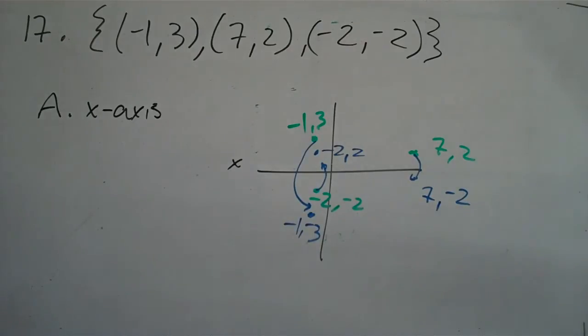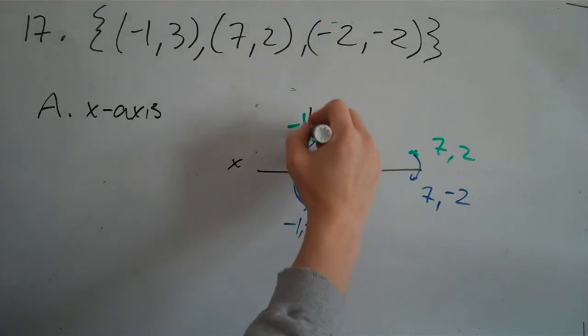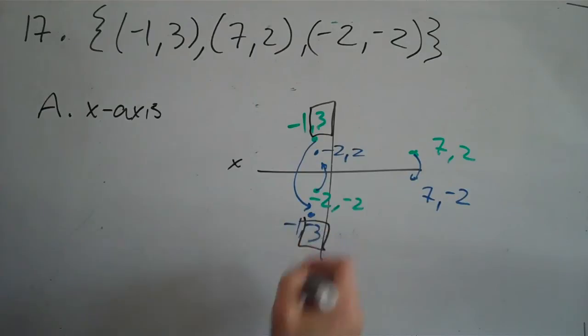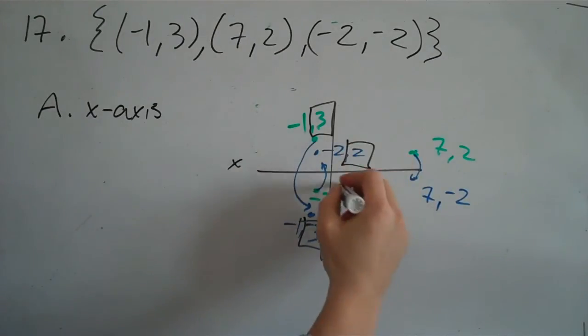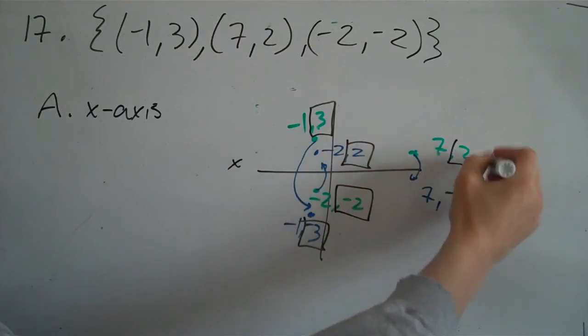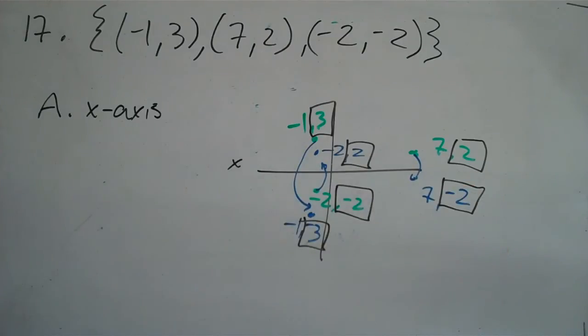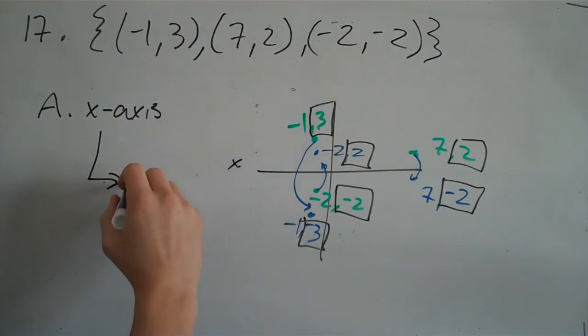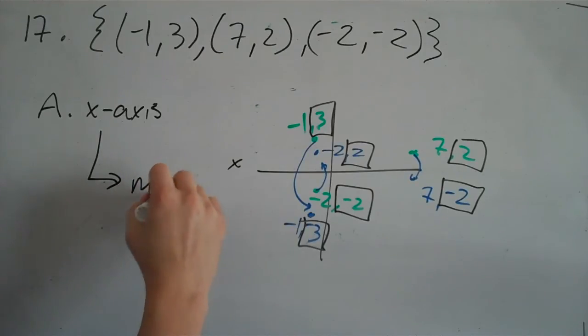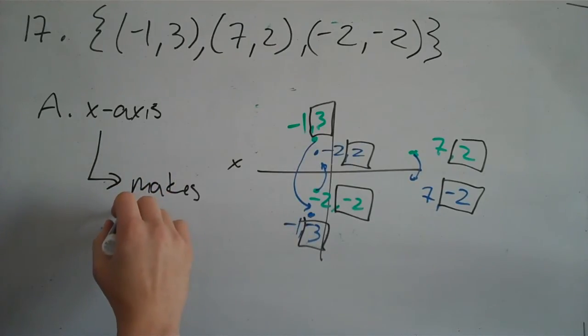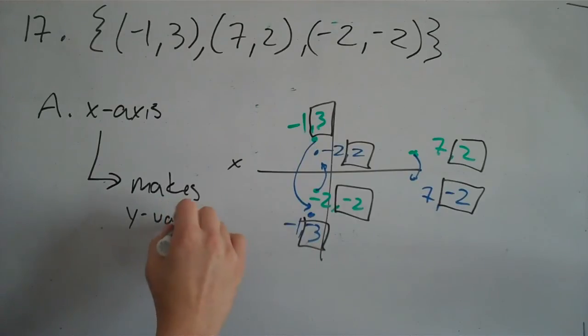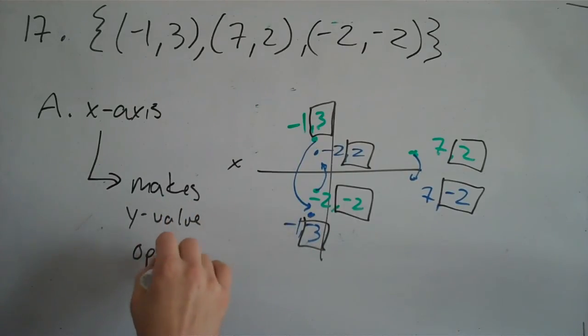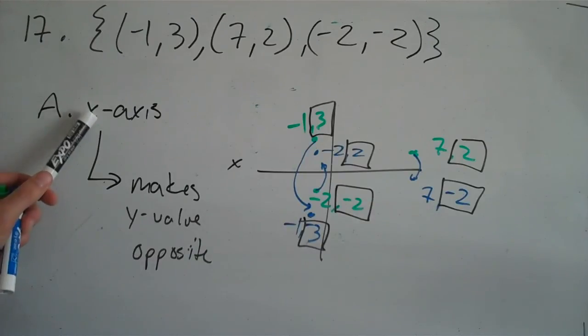And if you notice the rule, if you take a look at this y value, it becomes opposite, this y value becomes opposite, and this y value becomes opposite. So reflecting over the x-axis, if you can remember the rule, it makes the y value opposite. So you don't have to graph it if you know the rule that reflecting over the x-axis makes the y value opposite.